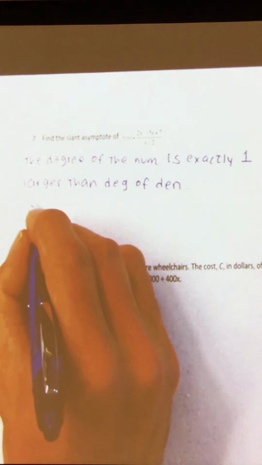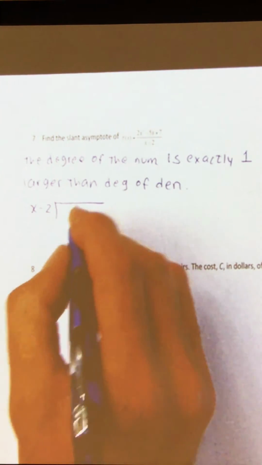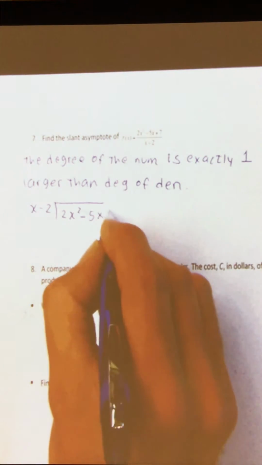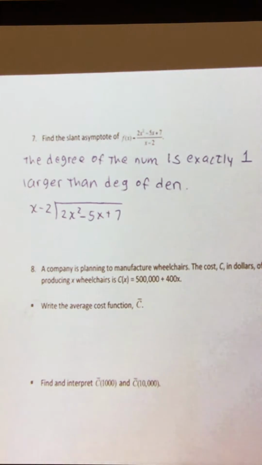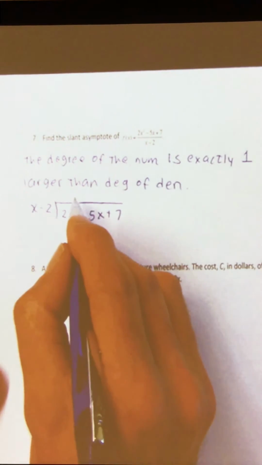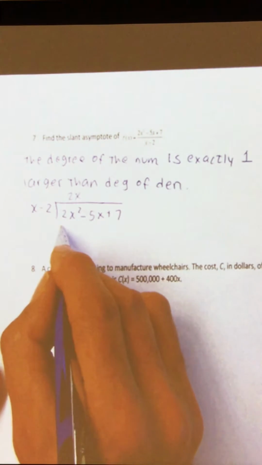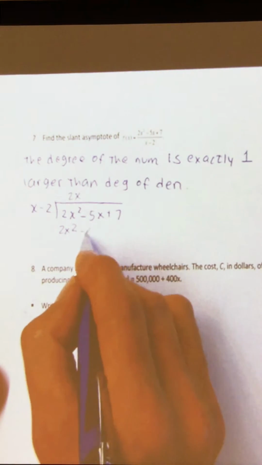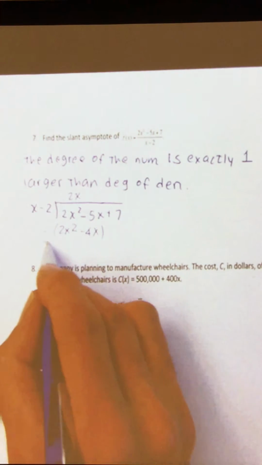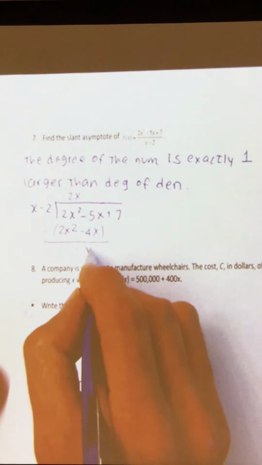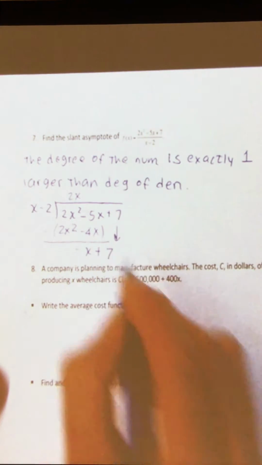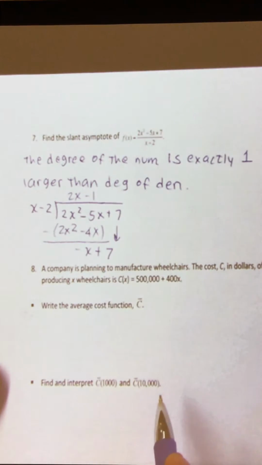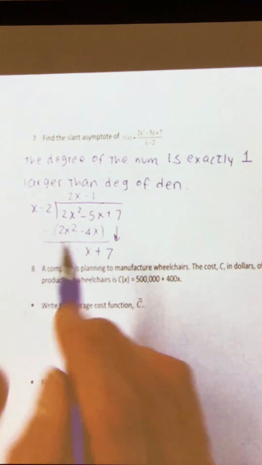This means we'll need to do some polynomial division and divide this polynomial 2x squared minus 5x plus 7 by x minus 2. So let's see, x multiplied by 2x will give us 2x squared. 2x times negative 2 is negative 4x. We then subtract. That'll give us negative x plus, bring down the 7.